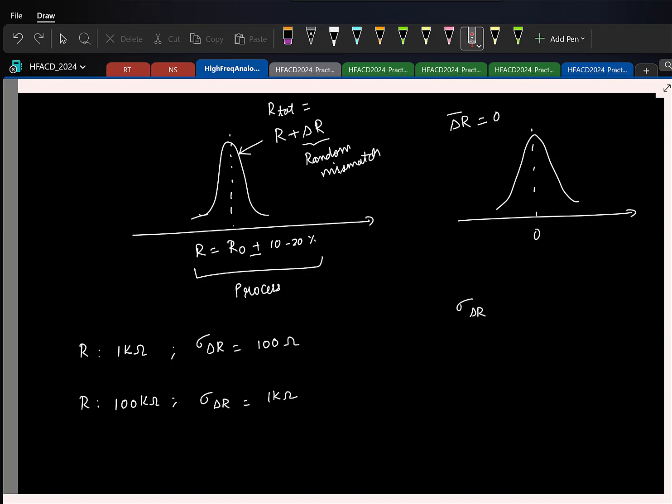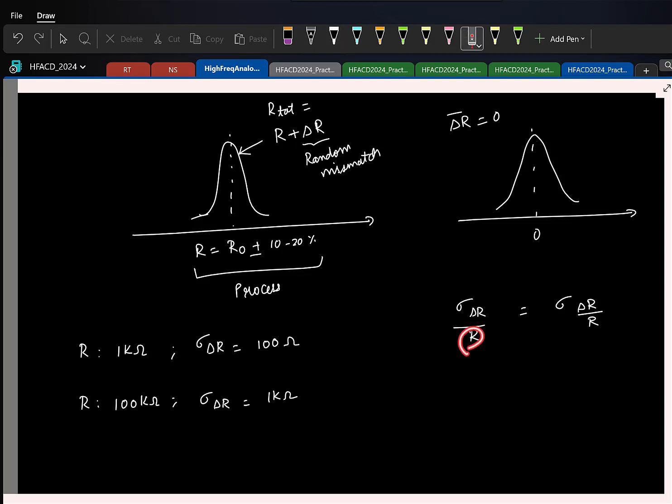So the point I am getting at is, it is not enough just to say that my sigma of delta R is so much. What is the other thing I need to know? I also need to know the nominal value, right? Without this, this alone is not relevant. So that is why instead of just saying standard deviation in delta R, we basically normalize this with respect to the nominal value. So this basically is sigma of delta R by R.